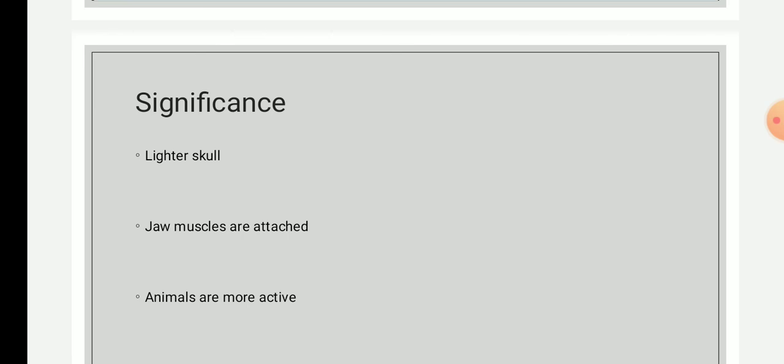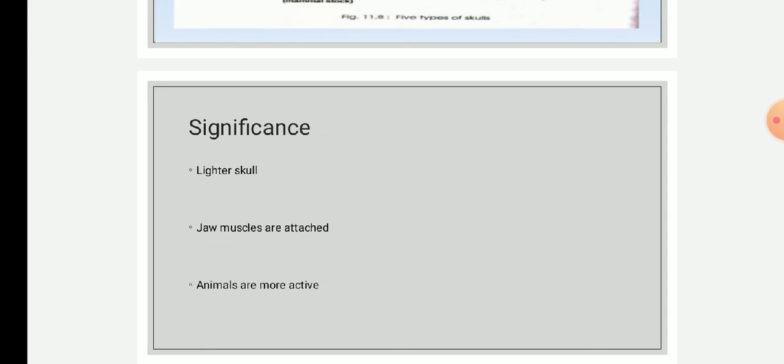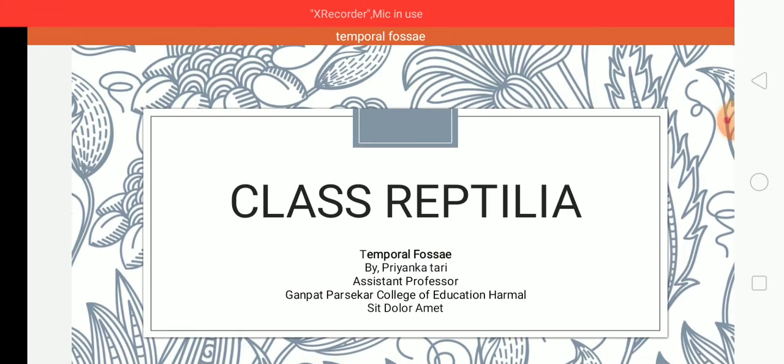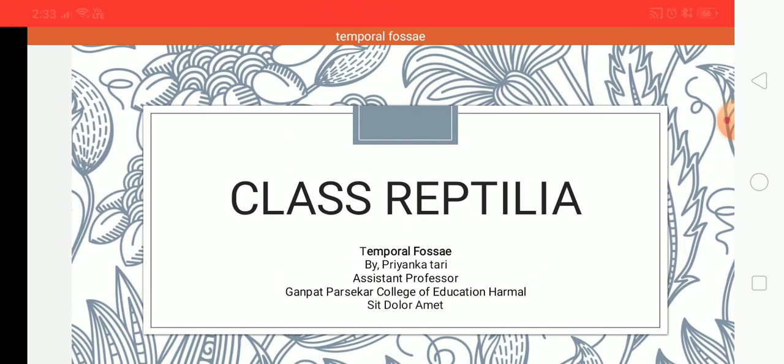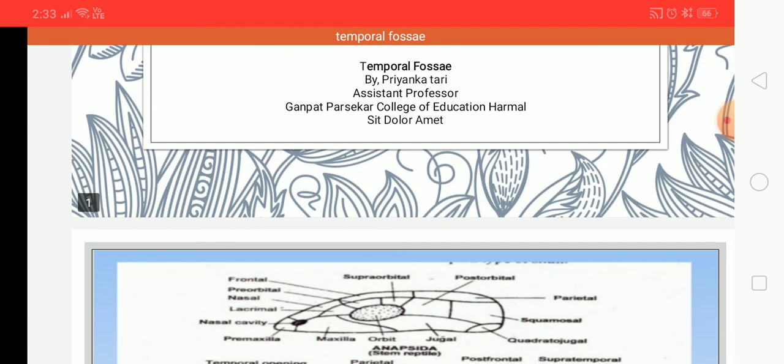And the next advantage is that, due to the presence of fenestrae or fossa in the skull, the skull becomes lighter in weight, so animals become more active, and they can also move fast and escape from predators. Okay, this is about today's lecture, that is temporal fossa and the arcades in the class Reptilia.